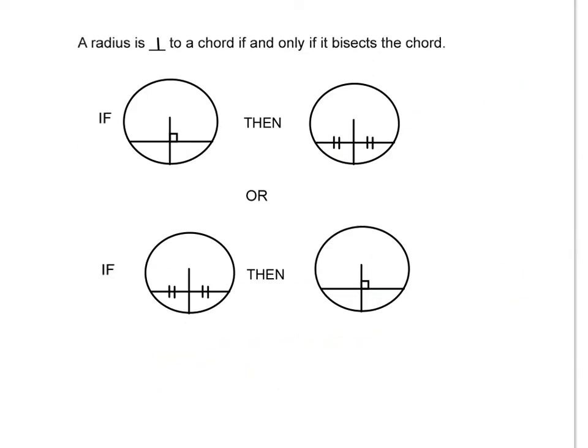All right folks, our next theorem says if a radius is perpendicular to a chord, then it bisects the chord. And again, we see the if and only if part right here, which means this works both ways. Or if we go the other way, if a radius bisects a chord, then it is perpendicular to that chord. So whenever we see a picture where a radius bisects a chord or a radius is perpendicular to a chord, we know that the reverse is also true.